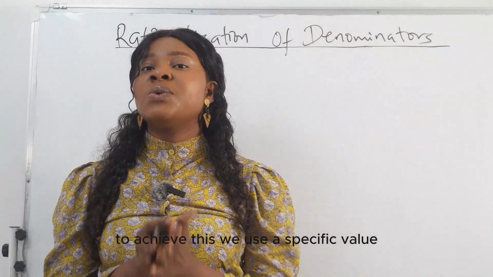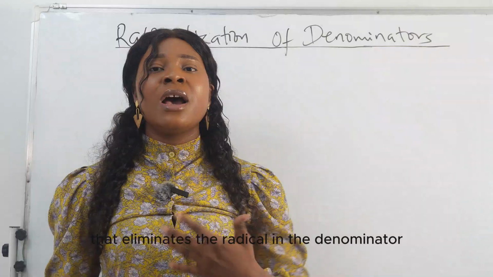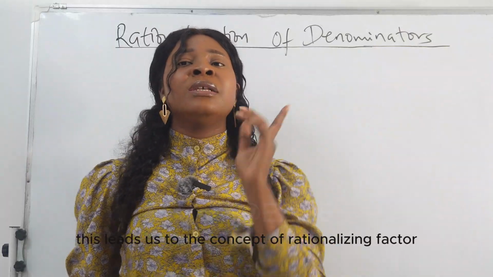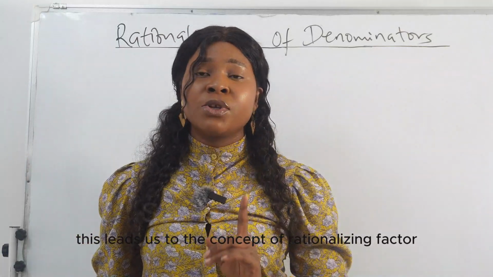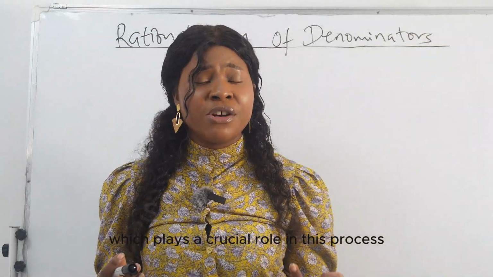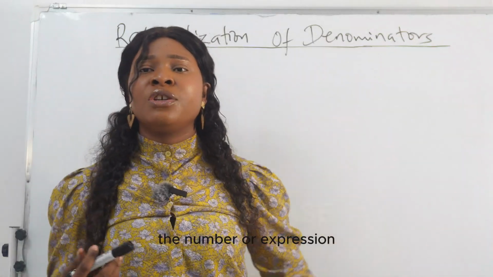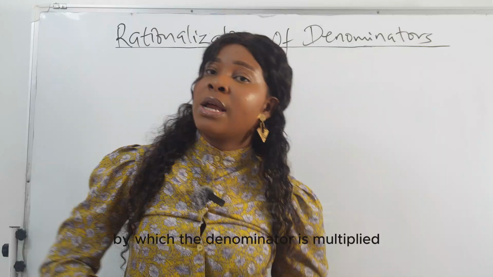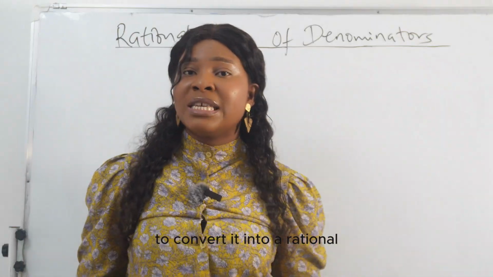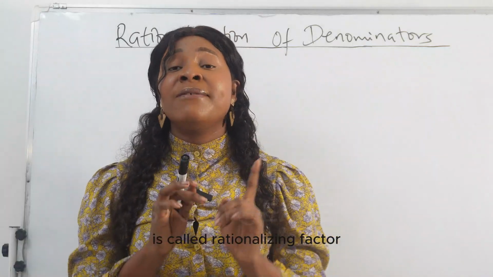To achieve this, we use a specific value that eliminates the radical in the denominator. This leads us to the concept of rationalizing factor, which plays a crucial role in this process. The number or expression by which the denominator is multiplied to convert it into a rational is called rationalizing factor.